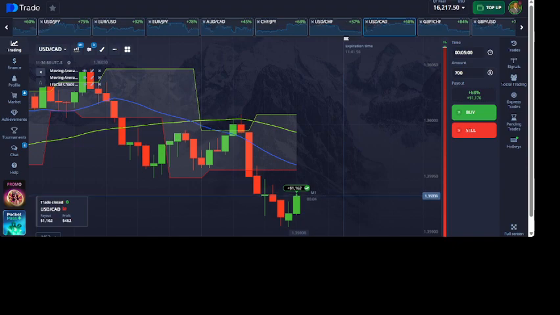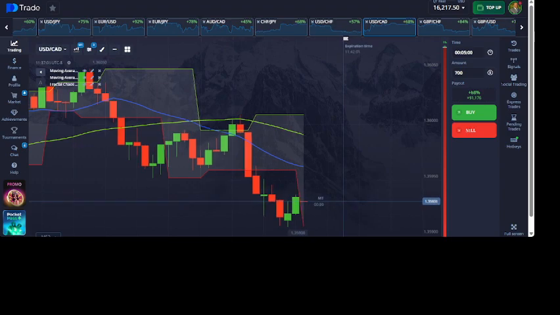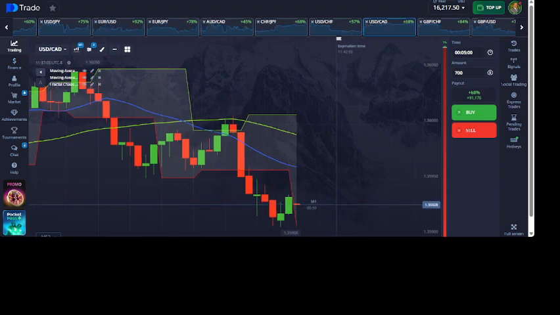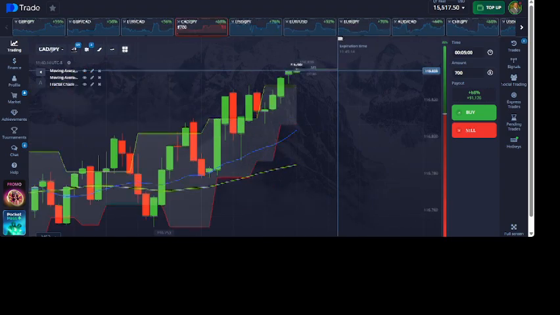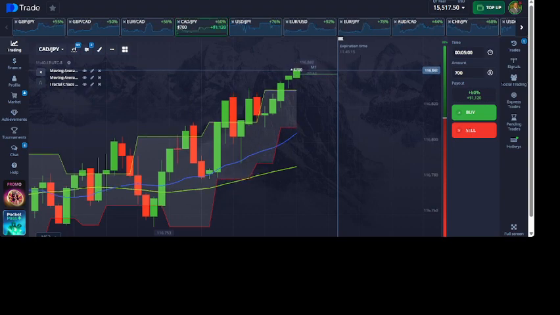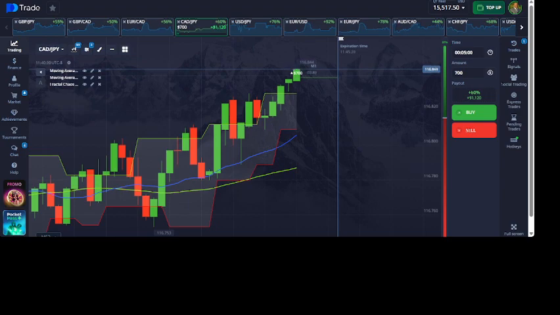Okay, so that trade was in the money. All right, so I'm going to pause the video and look for one more setup. Okay, so I'm on the Canadian dollar Japanese yen currency pair, and I just took a buy trade here.